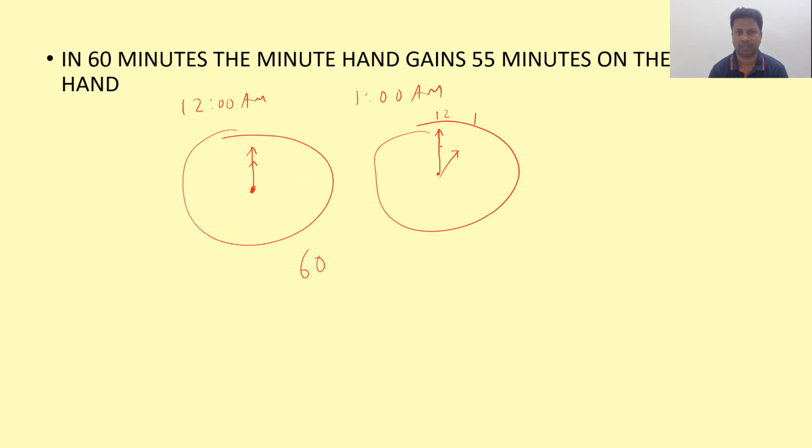So it will cover the 5 minutes of the total minutes covered by the minute hand. Totally, the minute hand goes 360 degrees, and in that the hour hand will cover 5 minutes. So we can say in 1 hour, the minute hand will gain 55 minutes on the hour hand. In 1 hour, 60 minutes are covered by the minute hand, and 30 degrees, that is 5 minutes, are covered by the hour hand. So it will gain only 55 minutes, because 5 minutes overlap; they are shaded by the hour hand.